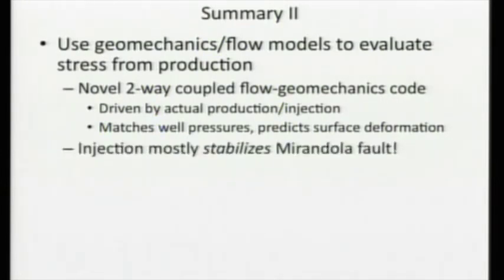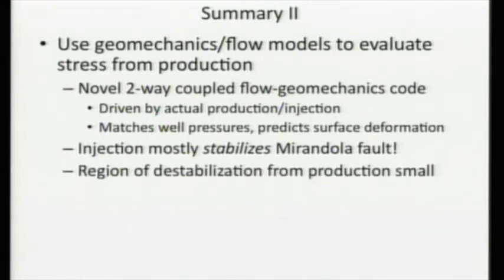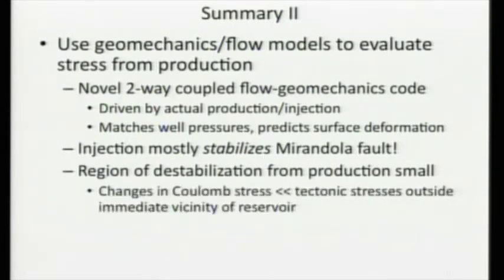The surprising result, I did not expect this going into this, is that the injection mostly stabilizes the Mirandola fault. Okay? And that's because the effects are to clamp it shut. So the normal stress effects dominate. There is a region of destabilization from the production because production is unclamping the faults. But those regions are relatively small. They're on the order of a couple kilometers in dimension, and they're fairly shallow. The changes in Coulomb stress are much less than the tectonic stresses outside the immediate vicinity of the reservoir.